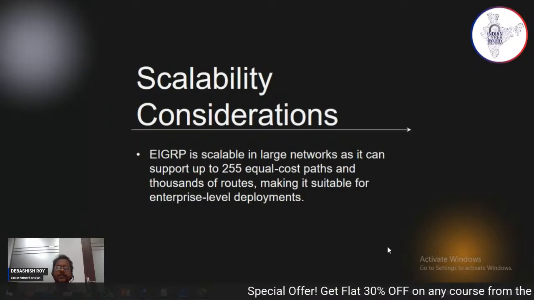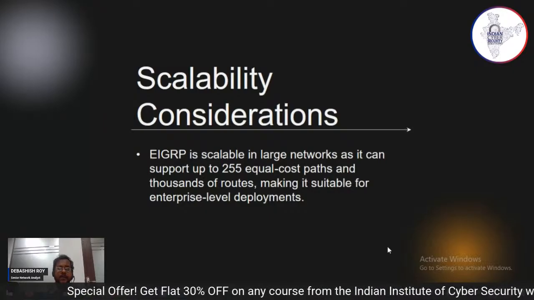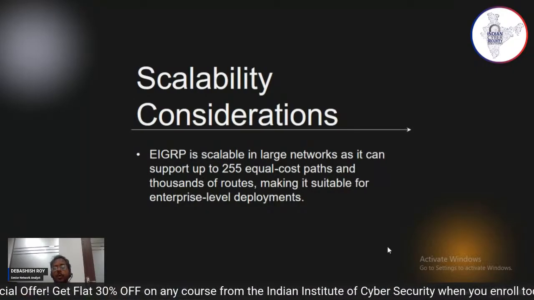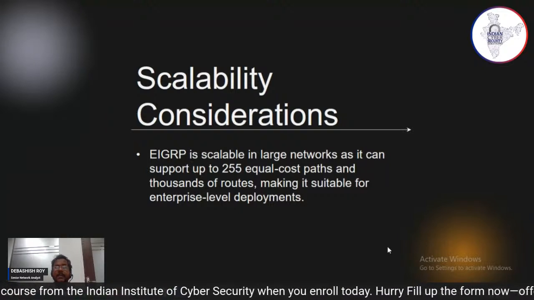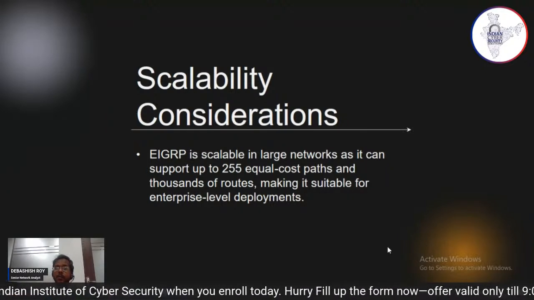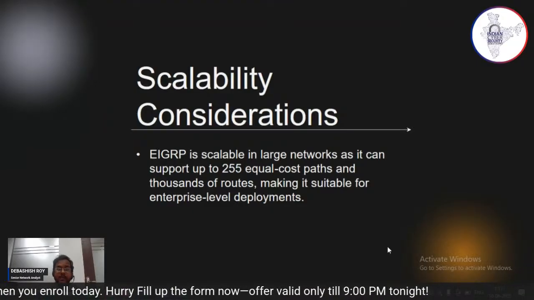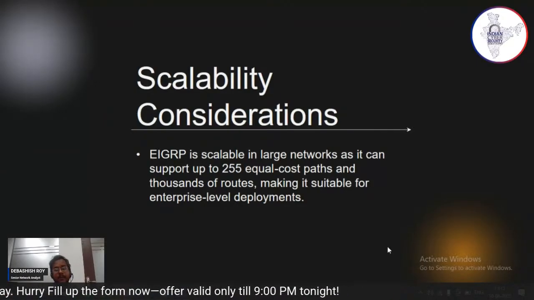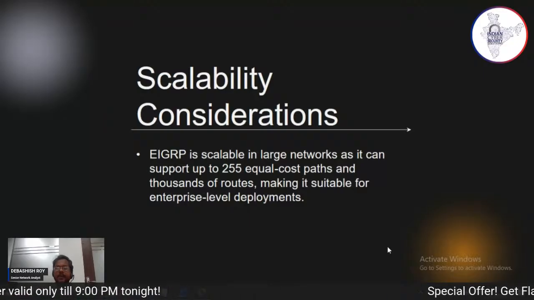Scalability also: EIGRP is scalable in large networks as it can support up to 255 equal cost paths and thousands of routes. Not only equal cost but unequal, that is the main thing. It can do load balancing across unequal cost paths, but not in the case of OSPF. OSPF cannot do that, but EIGRP can load balance across a maximum of 6 unequal cost paths. That is very unique in this protocol.